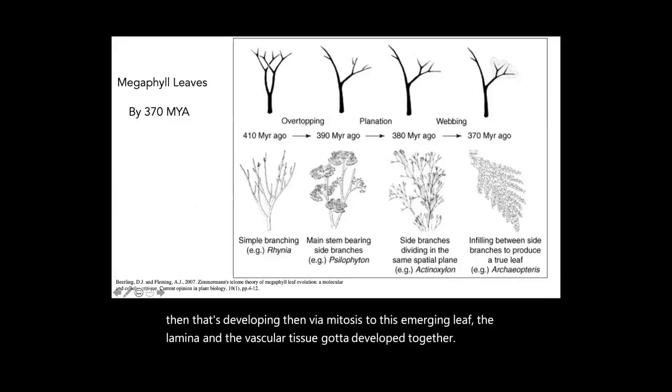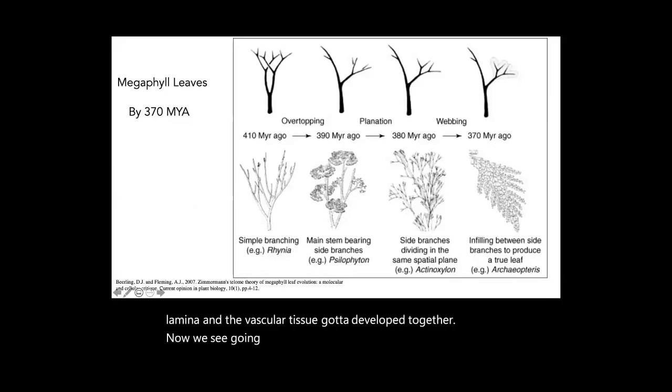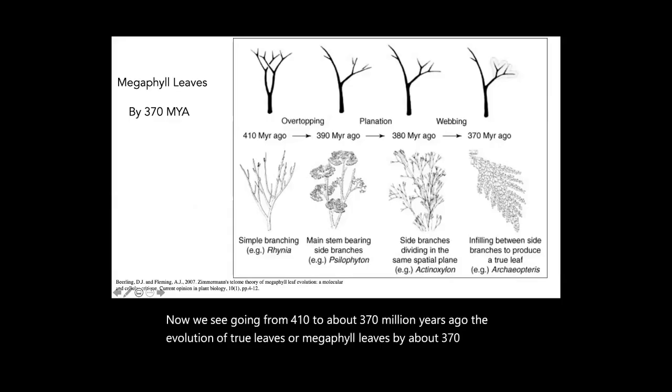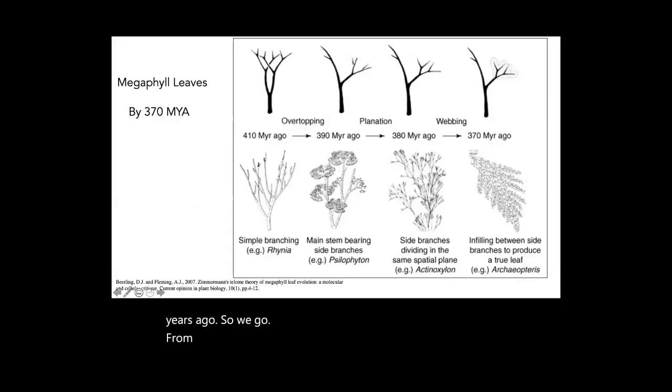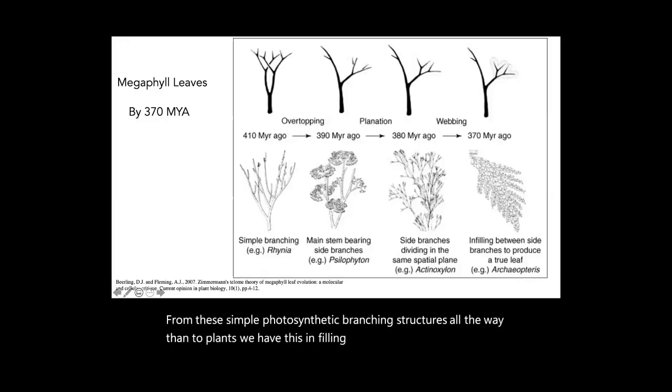Now we see, going from 410 to about 370 million years ago, the evolution of true leaves, or megaphyll leaves, by about 370 million years ago. So we go from these simple photosynthetic branching structures all the way to plants that have this infilling between the side branching. So we get this webbing on these side branches. That's a megaphyll. Okay, they develop together. The webbing and the vascular structure develop together when the plant is growing.